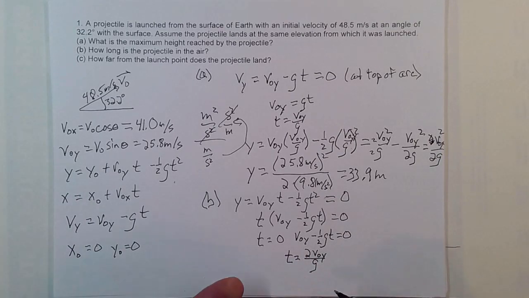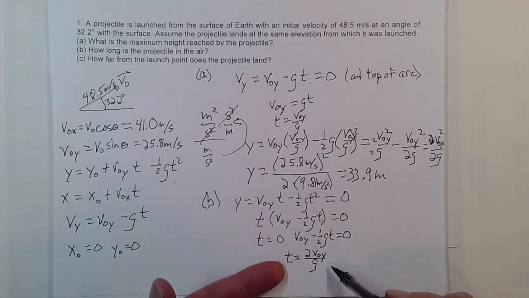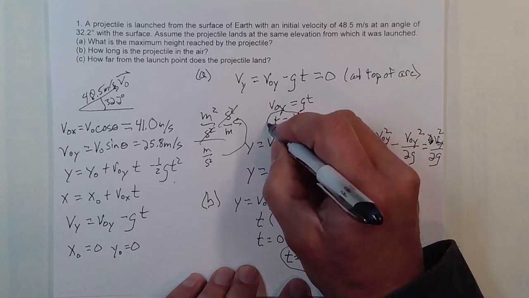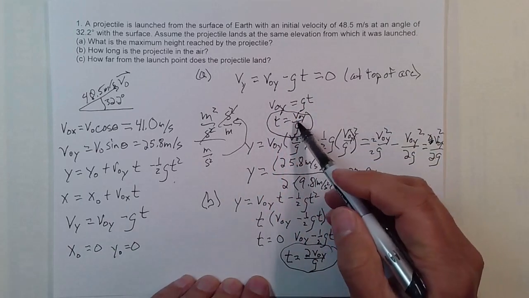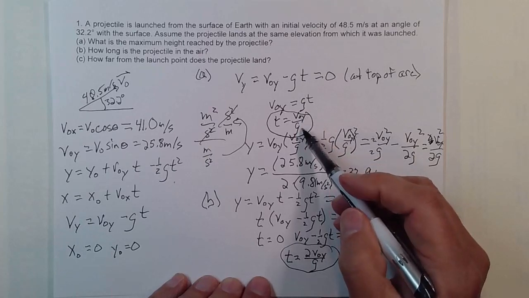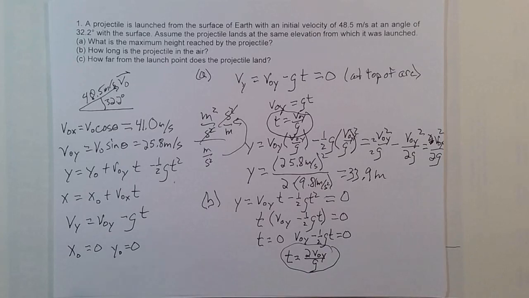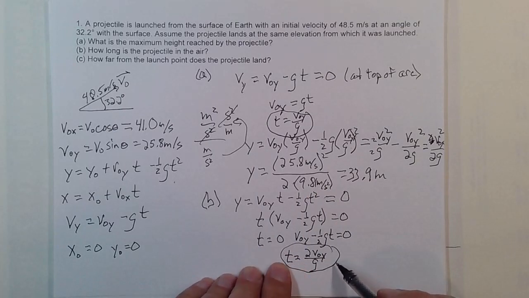Okay. This is leaving it in variable form until I get all the way to the end and then plugging in the numbers. Look at this, 2 v naught y over g. The time to the high point was v naught y over g. This one's twice as much. There's a symmetry to projectile motion that if the object lands at the same height from which it was launched, it will spend half of its time going up and half the time going down, and this will be the total time of flight.